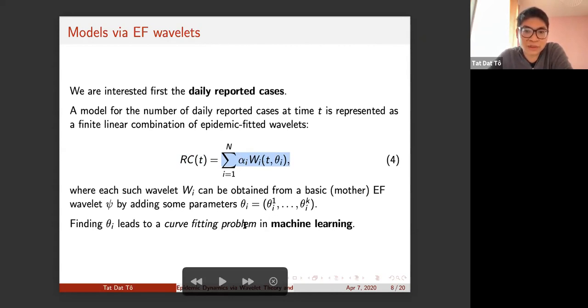Here, sorry, I just missed the parameter alpha. Here we have two kinds of parameters. The first parameter is for the wavelet. The parameter theta should be something like the slope or the velocity of the curve. Alpha i should be the parameter representing the amplitude of the curve of the functions. So we have two kinds of parameters: parameter theta i and parameter alpha i. Finding alpha i and theta i is a curve fitting problem in machine learning. Given the data, the curve of reported cases, we must find these parameters.